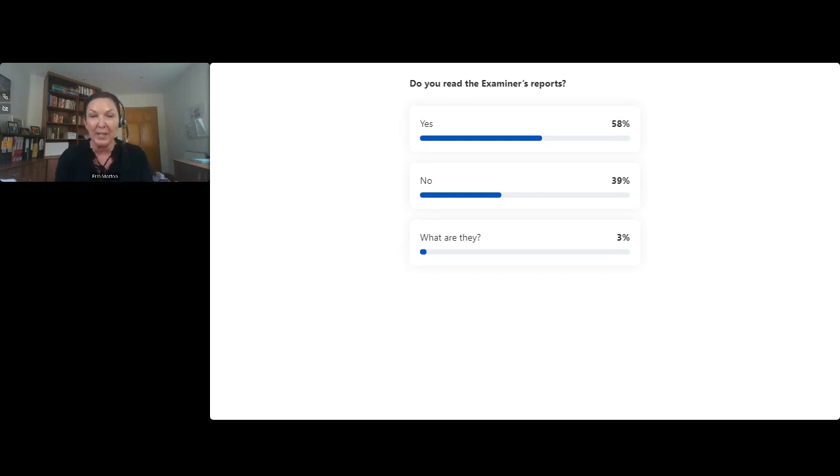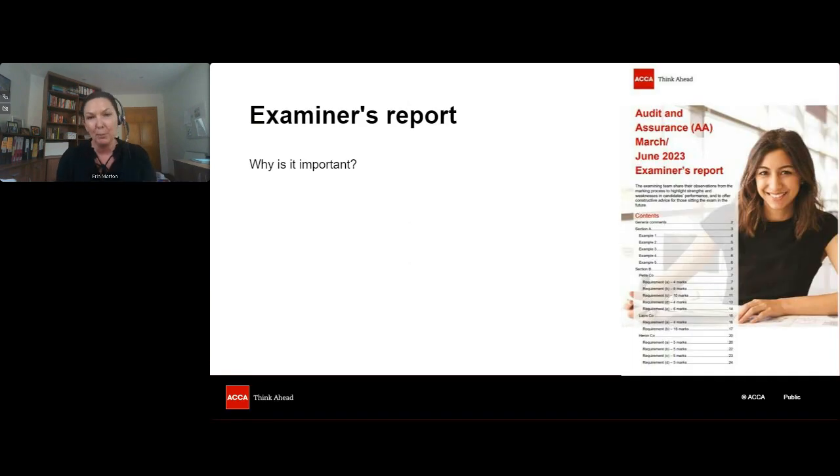So 58.2% of you are already using the examiner's reports as preparation, but there's quite a chunk of you that don't review it. And so it's important to be aware of what you're missing out on. So let's have a look at some of the key benefits. So why is it important for an examiner's report to be reviewed?